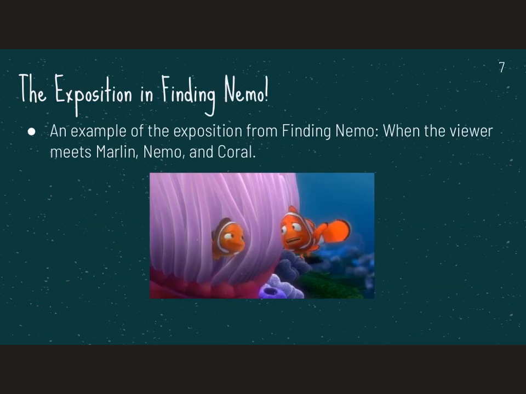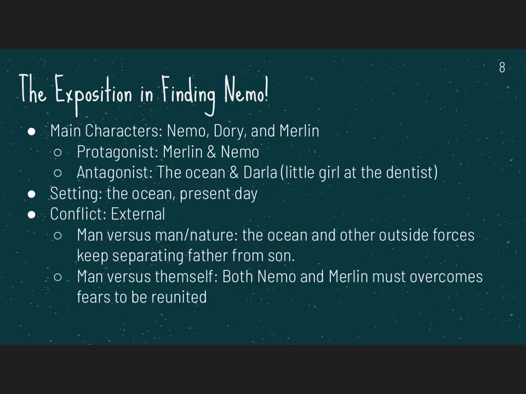So let's talk about an example with Finding Nemo. An example of the exposition from Finding Nemo is when the viewer meets Marlin, Nemo, and the coral. Let's dive a little bit deeper into the exposition of Finding Nemo, though. Our main characters are arguably Nemo, Dory, and Marlin. The protagonists are going to be Marlin and Nemo, mostly Marlin. The antagonist is the ocean and that evil little girl, Darla. The setting is the ocean and present day. They also end up in Australia at one point.